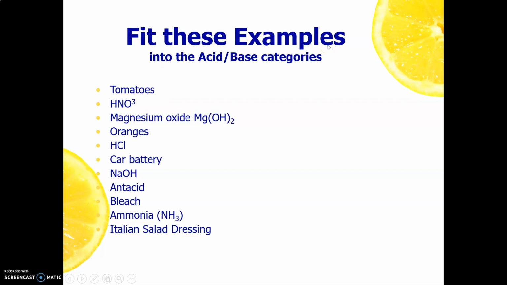This is your homework for today. You have different substances and you have to put them into the acid or base category. You have tomatoes, nitric acid, magnesium oxide, oranges, hydrochloric acid, car battery, sodium hydroxide, antacid, bleach, ammonia, Italian salad dressing.